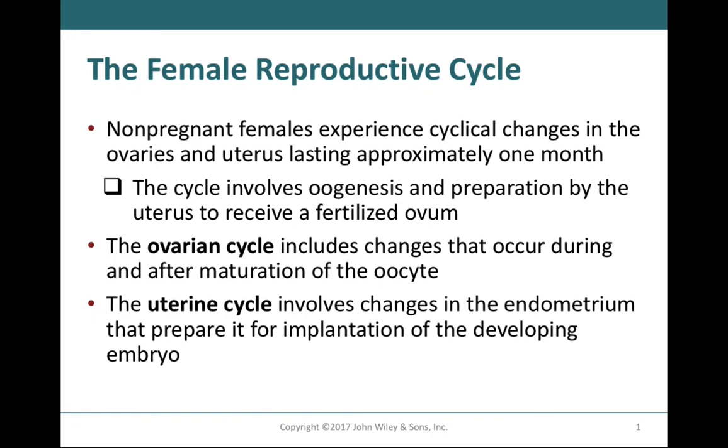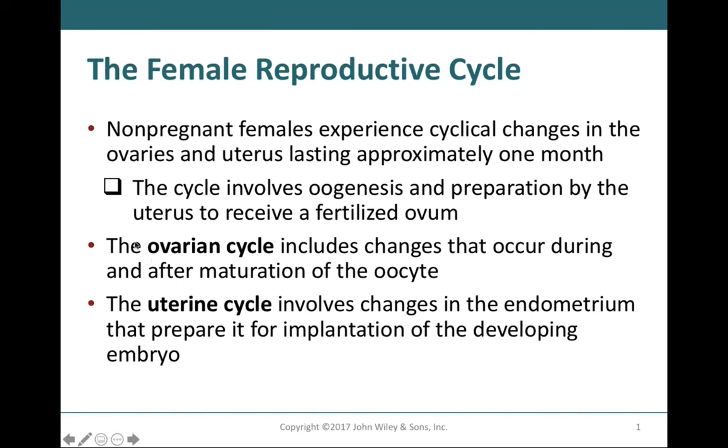In general, the term for all of the hormonal influences and cyclical changes that take place in the female can be referred to as the female reproductive cycle. But we must understand that the female reproductive cycle can be separated into more than one different cycle. We have the ovarian cycle and we have the uterine cycle.